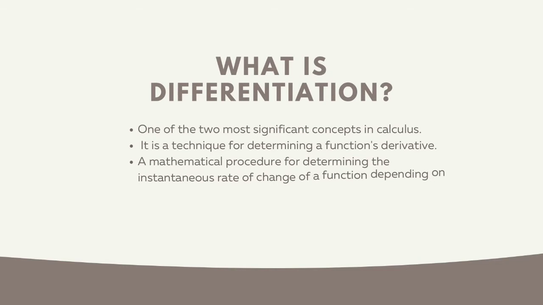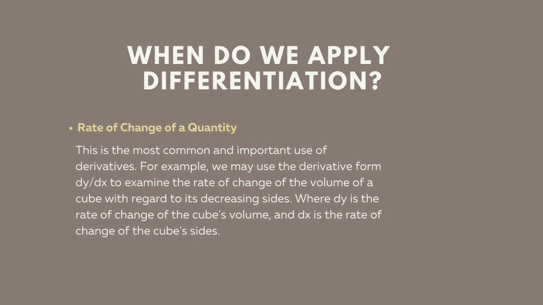So differentiation is one of the two most significant concepts in calculus. It is also a technique for determining a function's derivative and also a mathematical procedure for determining the instantaneous rate of change of a function depending on one of its variables. So when do we apply differentiation? So first, rate of change of a quantity. This is the most common and important use of derivative.